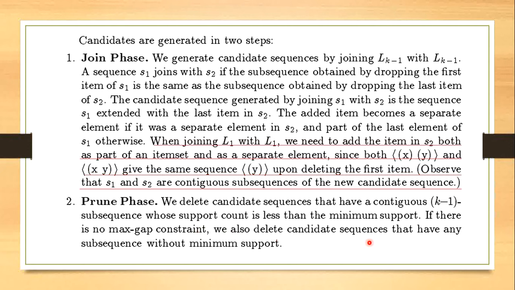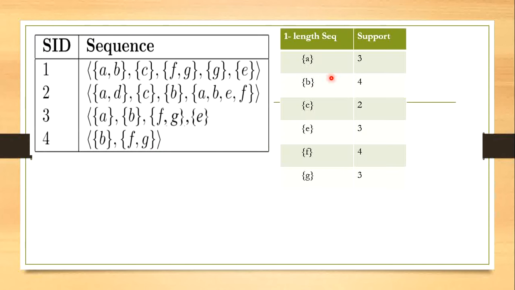candidate subsequence pruning. Here this is the condition of how to join L1 with L1. This is the L1 for the considered sequential database. From this we have to form C2, that is, the 2 length candidate sequences. According to this, if I have to join A and B as a length 2 sequence, I have to join in two ways.